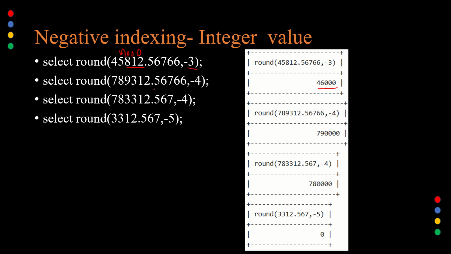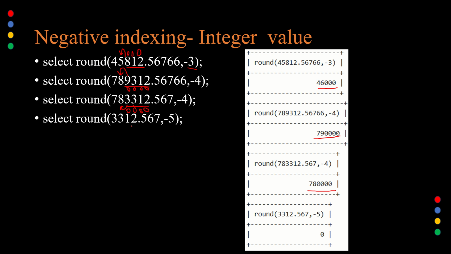Now again -4, so 4 digits can be converted to 0, and for the fourth digit you check whether that element is greater than 5 or not. So 79. Now next is 783312.567. We have to convert 4 digits to 0, and since the last digit is 3, which is less than 5, there is no effect. So 78 remains the same. 78000 is the answer.